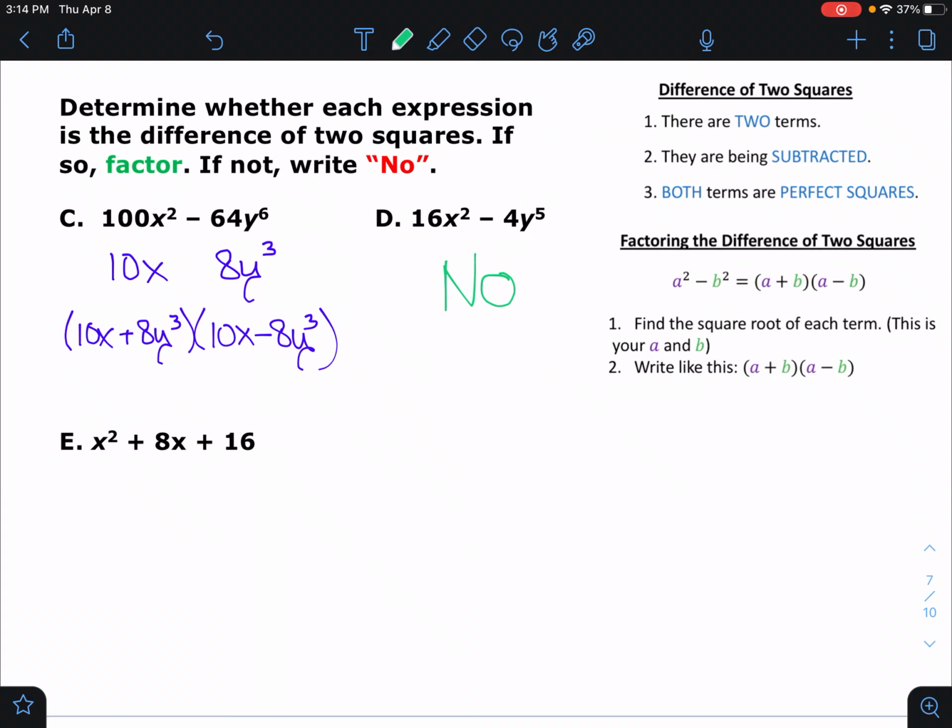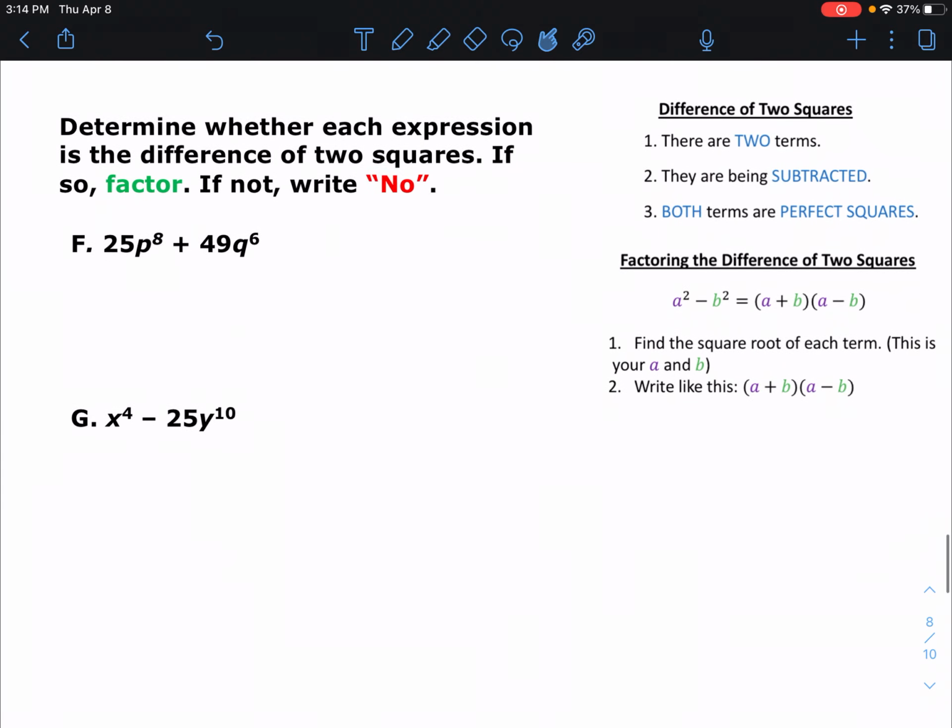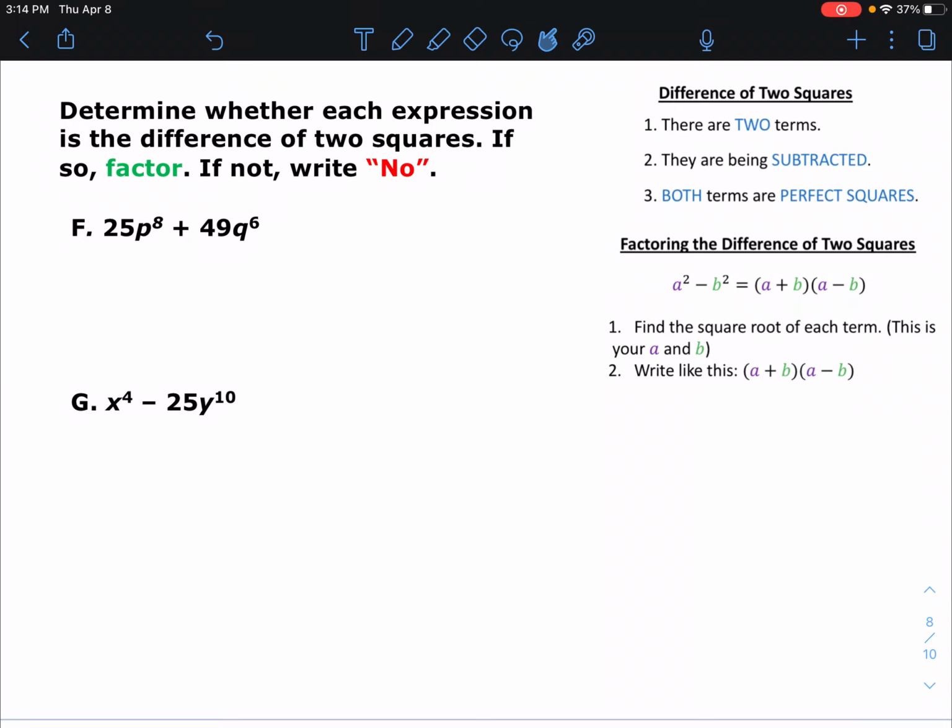Okay, part E. Are there two terms? No, there's 3. So this is not a difference of two squares. So right off the bat, that's a no. So be aware, follow your checklist. All right, a couple more, and then I think hopefully you're good.